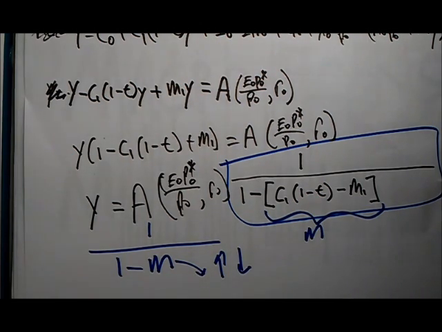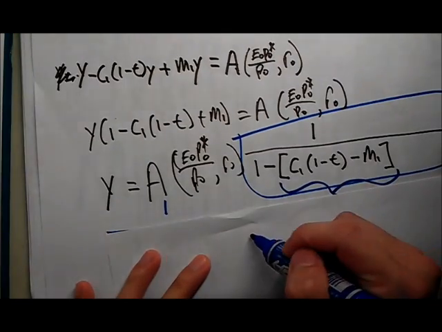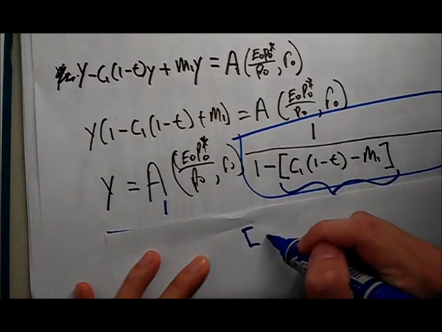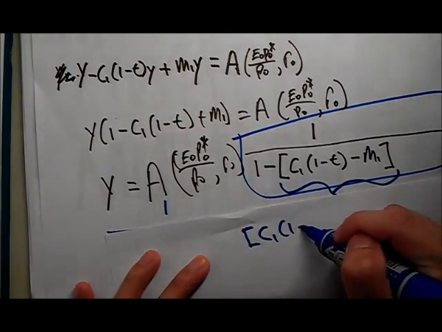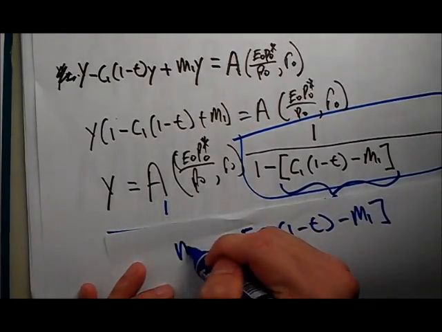Now let me show you how to identify whether a certain factor is going to affect, and how it is going to affect your multiplier. So now we've got this multiplier. Let me copy that down so that I don't forget. C1, 1 minus t, minus m1. This is your multiplier.